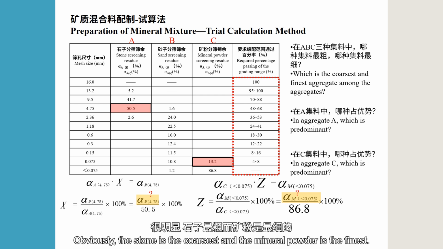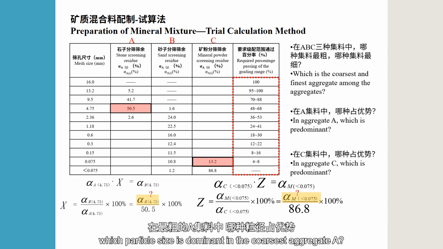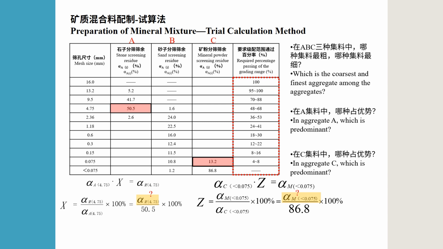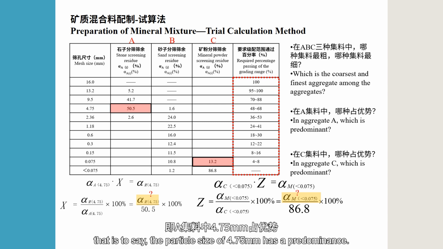Obviously, the stone is the coarsest and the mineral powder is the finest. In the second step, which particle size is dominant in the coarsest aggregate A? Obviously, the screen residue on the 4.75 mm sieve is 50.5%. That is to say, the particle size of 4.75 mm has a predominance.